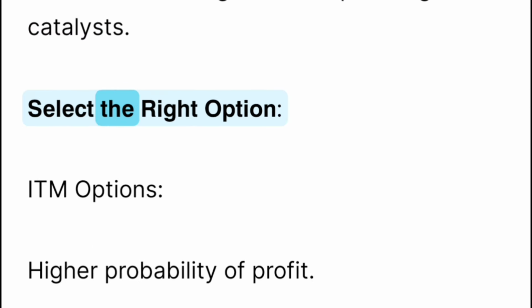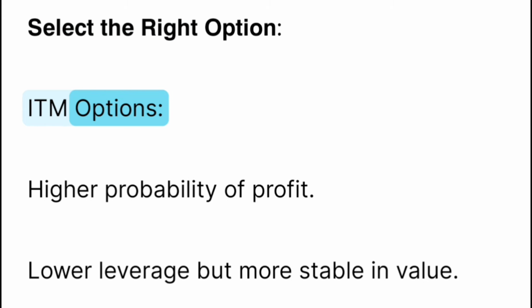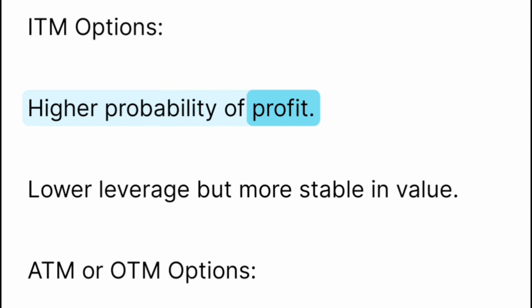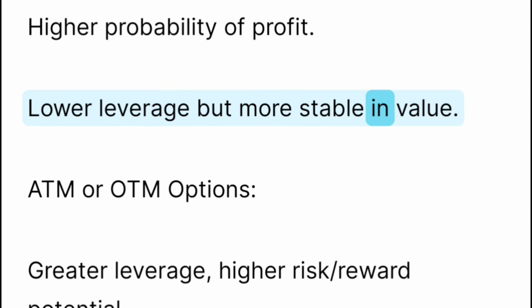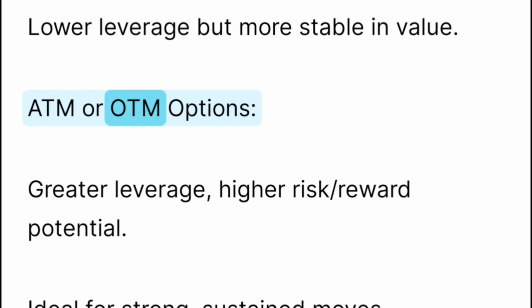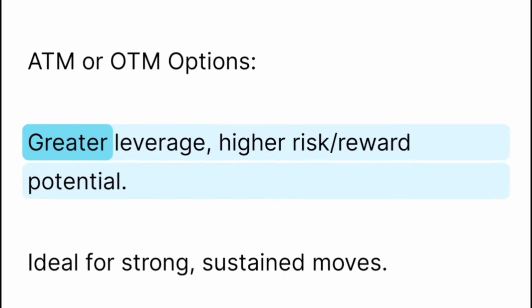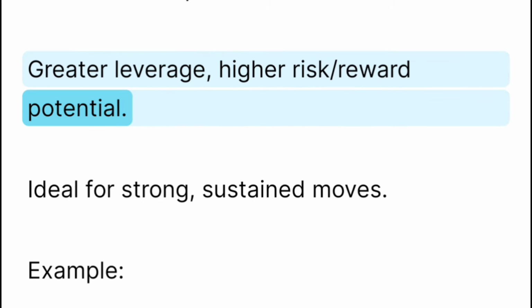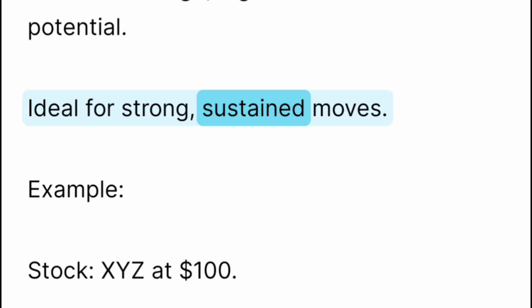Step two: select the right option. ITM options: higher probability of profit, lower leverage but more stable in value. ATM or OTM options: greater leverage, higher risk-reward potential. Ideal for strong sustained moves.